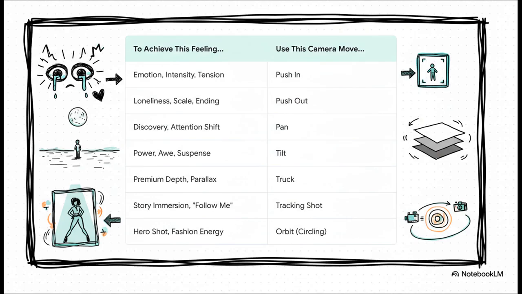So let's put it all together in this director's intent cheat sheet. Seriously, this is your new best friend. You want to create some raw emotion or tension? Use a push-in. You need a feeling of massive scale or maybe loneliness? Push out. You want that premium, slick-looking depth? Go for a truck. See, this is the game changer. You're not just crossing your fingers and hoping for a good result anymore. Now you can match a specific camera move to the exact emotion you want the audience to feel.